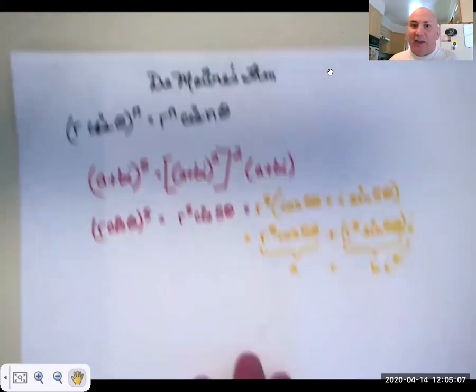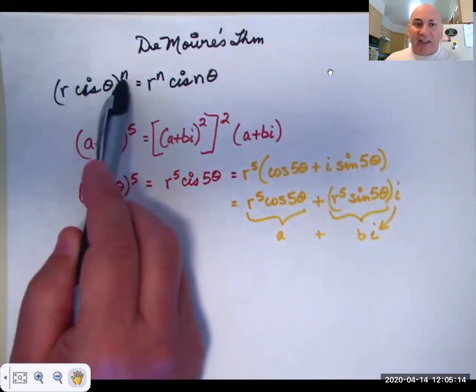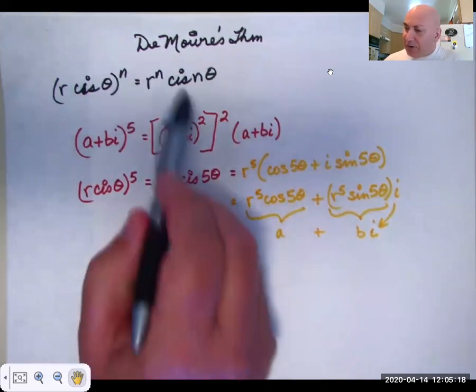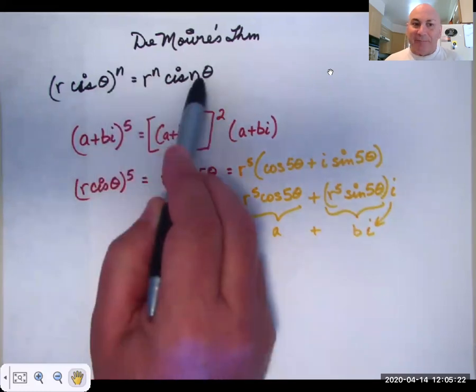That leads us to DeMoivre's theorem, which says if you take any complex number in polar form, and that's extremely important, and raise it to the nth power, well, you raise r to the nth power, but you multiply theta by n.